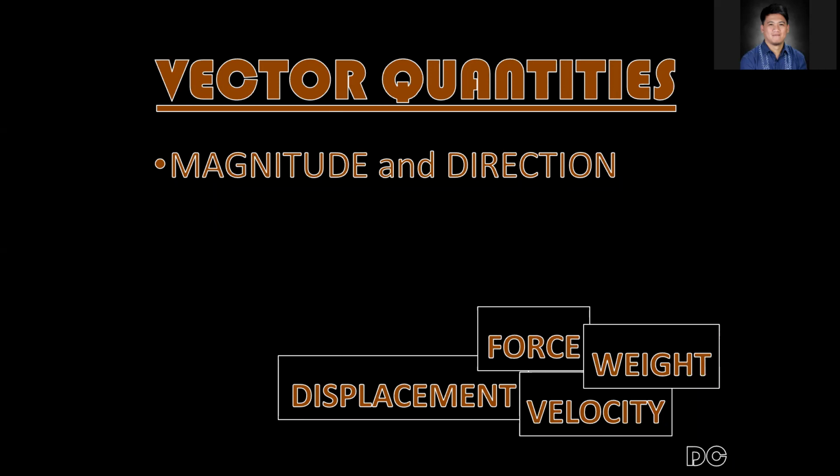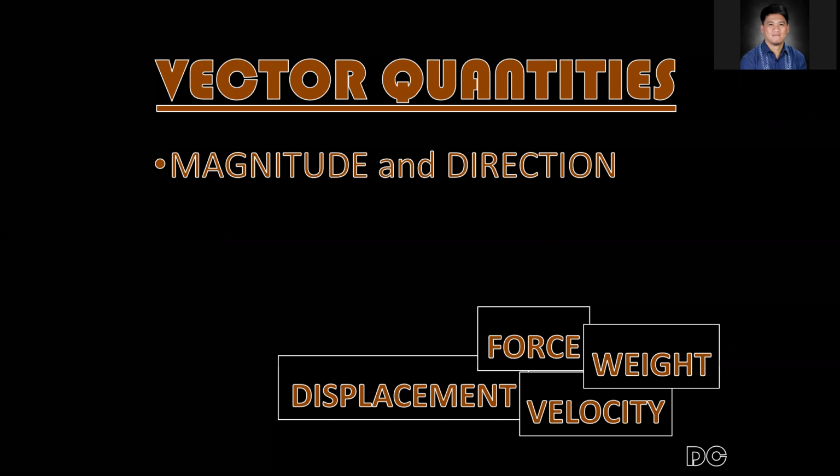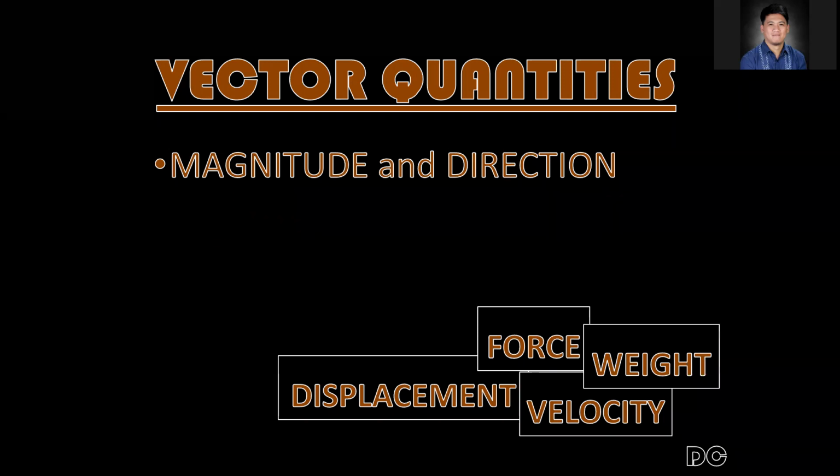For example, force. If you are pushing an object, you are applying a force to it, and there is also a direction in pushing the object. For example, if you push an object to the right, the direction of that object is going to the right. That is the reason vector quantities have magnitude as well as direction.